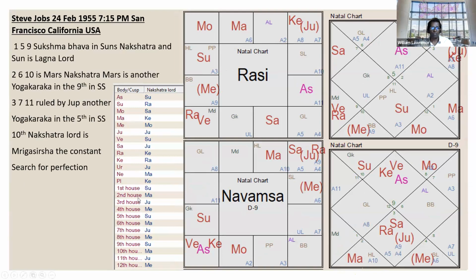Okay, see who's the 1, 5, 9 lord? Sun is the 1, 5, 9 lord. Where is Sun? Sun is the Lagna lord. Sun is just such a beauty of this horoscope. It's not only that Sun is the Lagna lord; that Lagna nakshatra lord is also Sun.